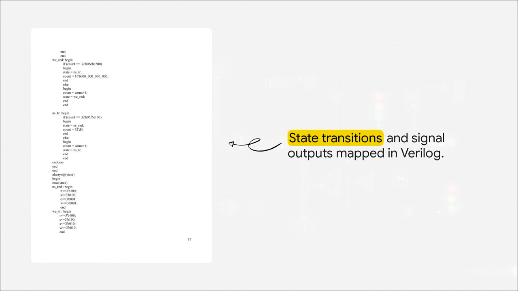Right below that, the code dictates exactly which individual outputs, the actual physical north, south, east, and west wires, get an electrical signal during each state. This single block of text is the exact reason traffic keeps flowing forever without any human intervention.